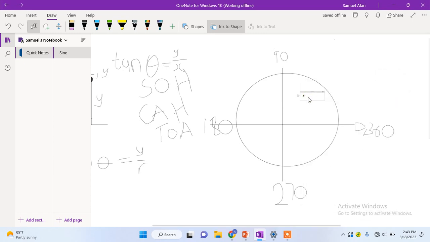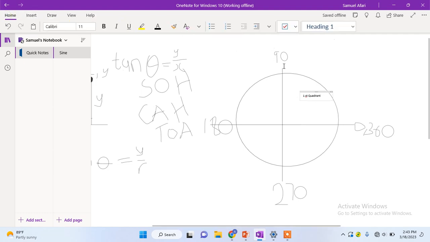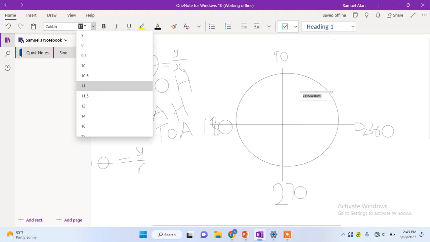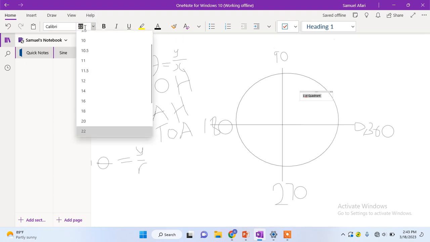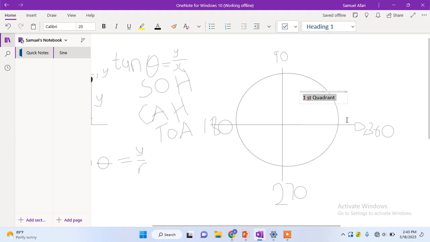Okay, let me write first. This is our first quadrant. Okay, so that's going to be our first quadrant. Let me increase the font size so that you're able to appreciate what I'm writing. So that's our first quadrant.